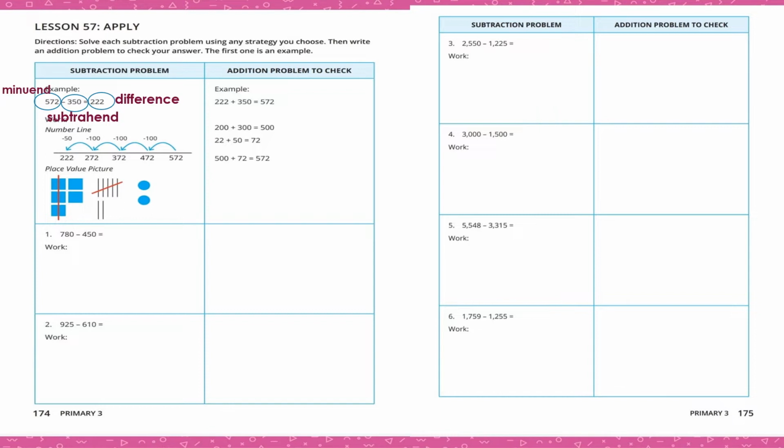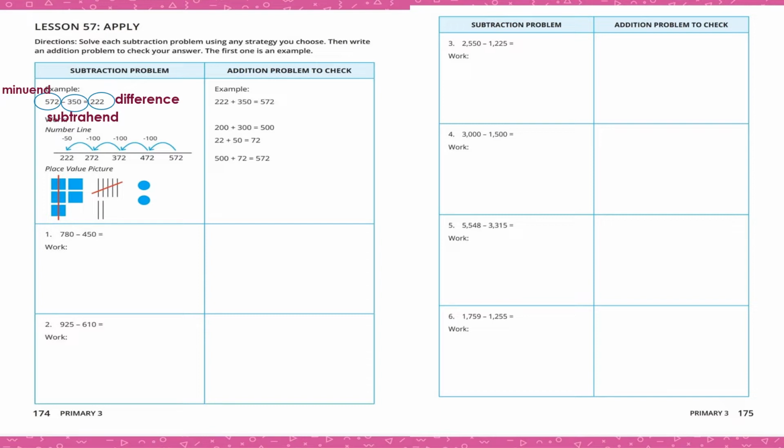Another way, place value picture. Okay? To express the hundreds, you should draw big squares. Okay? And to represent the tens, you should make sticks. And for ones, you should make small squares or dots. So 572, 5 in hundreds. So we have 5 big squares. 7 in tens. So we have 7 sticks. 2 in ones. So we have 2 dots.